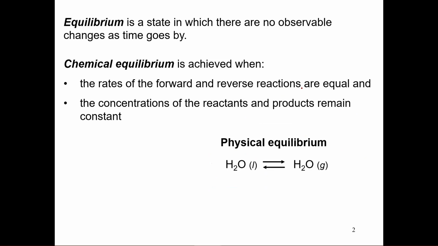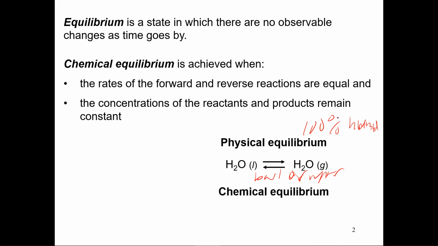Physical equilibrium is essentially when you have ice melting or water evaporating. So if you have a bowl of water, the water is evaporating, as is the gas. Now at 100% humidity, what do you think is going to happen if you put a bowl of water out? Well, at 100% humidity, nothing will happen. It'll stay there as a bowl of water.